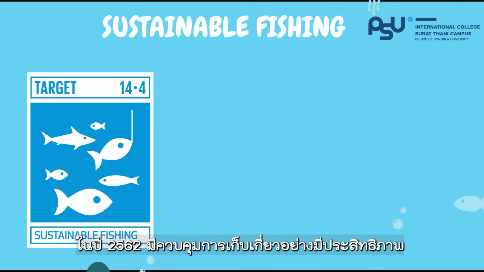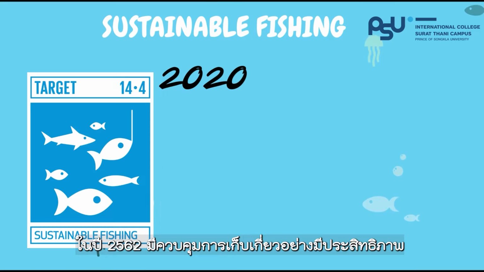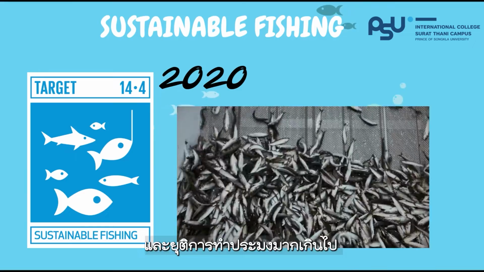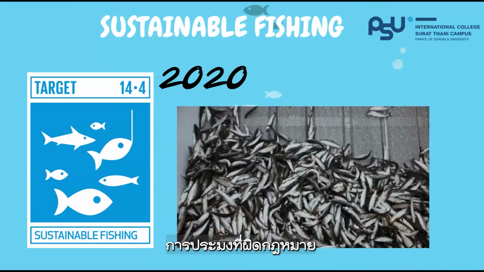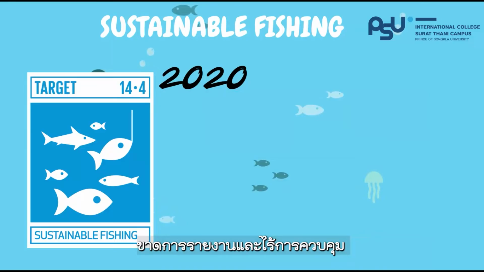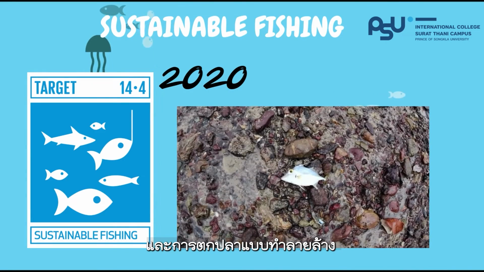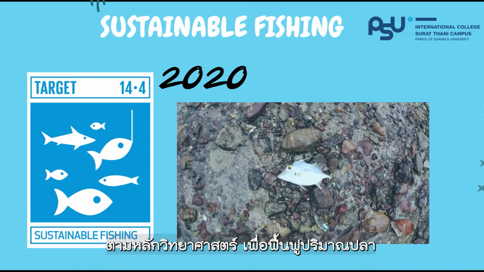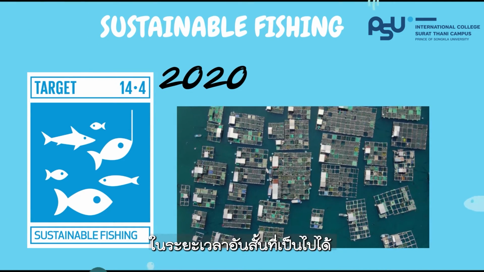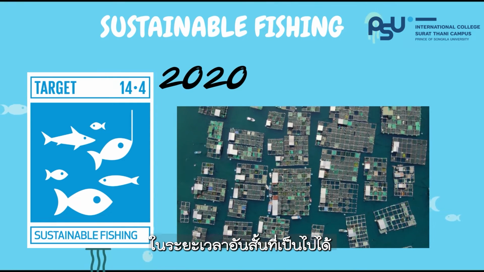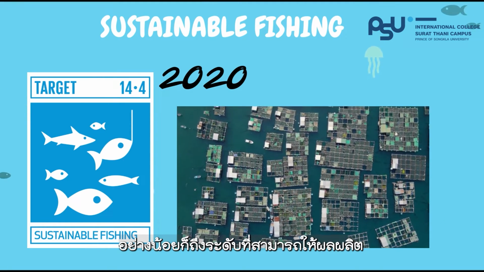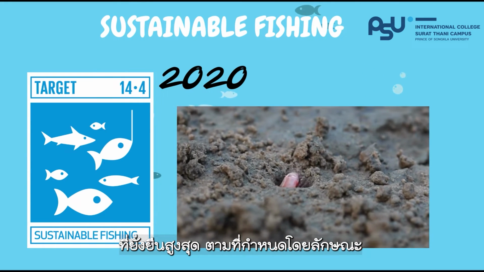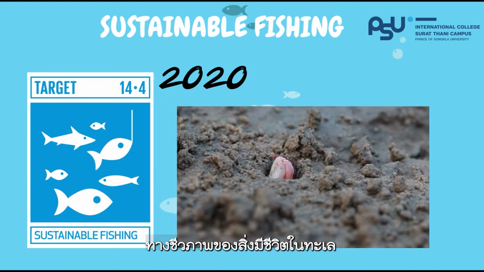Sustainable fishing. By 2020, effectively regulate harvesting and end overfishing, illegal, unreported, and unregulated fishing, and destructive fishing practices, and implement science-based management plans in order to restore fish stocks in the shortest time feasible, at least to levels that can produce maximum sustainable yield as determined by their biological characteristics.